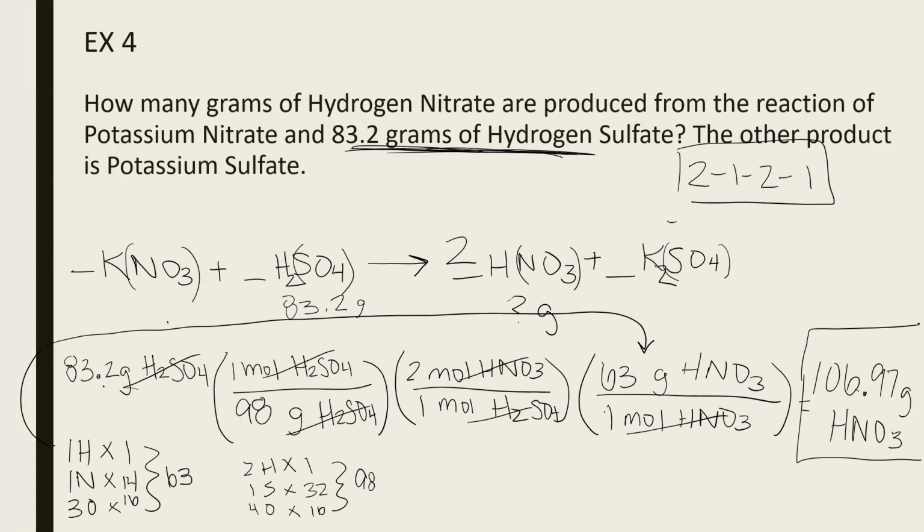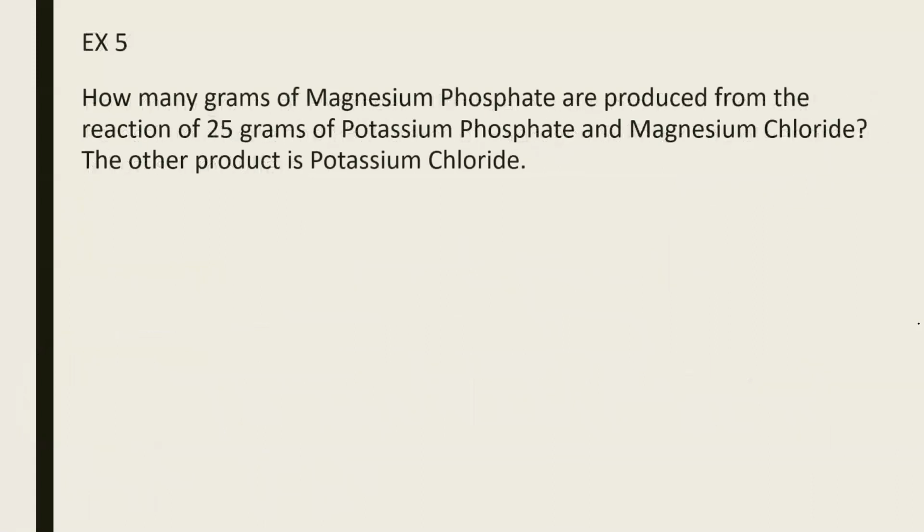Whew, that was a rough one. Just to redeem myself, one more. I'll get this one right. How many grams of magnesium phosphate are produced from the reaction of 25 grams of potassium phosphate and magnesium chloride? The other product is potassium chloride. All right, we got this one. Pause your video, work it out.